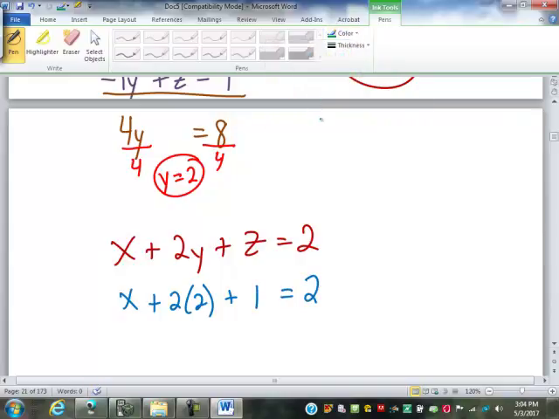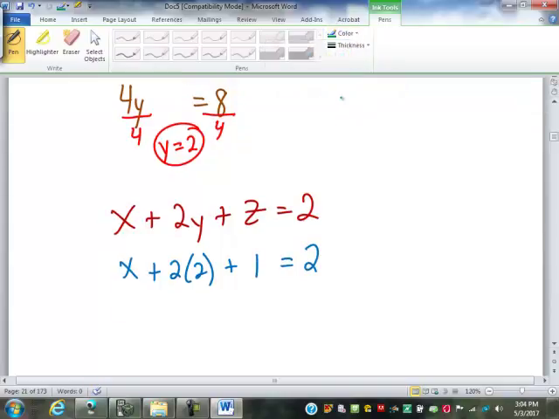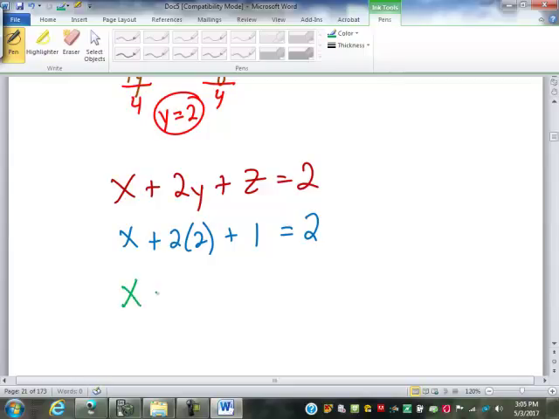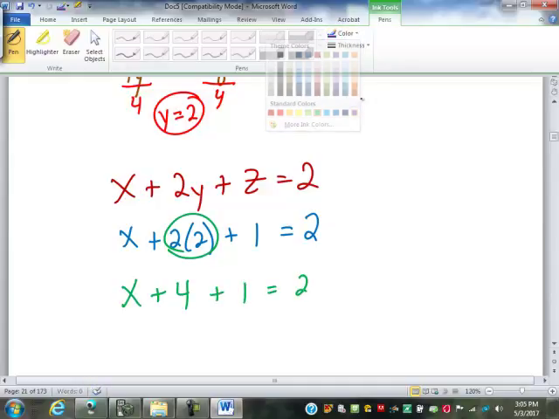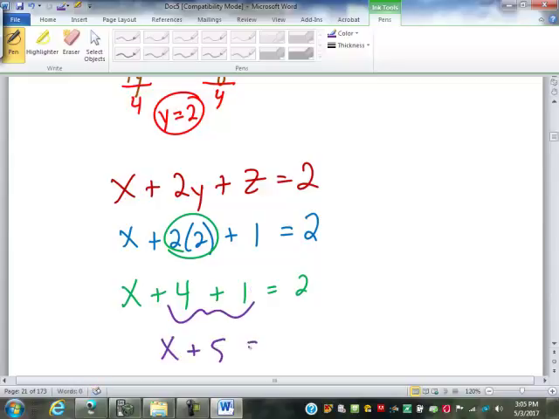So now it's just a matter of order of operations and combining some stuff here. So x plus 2 times 2 is 4. 4 plus 1, 5. So x plus 5 equals 2.